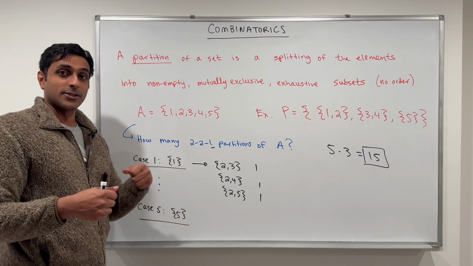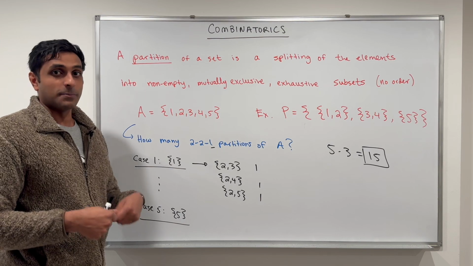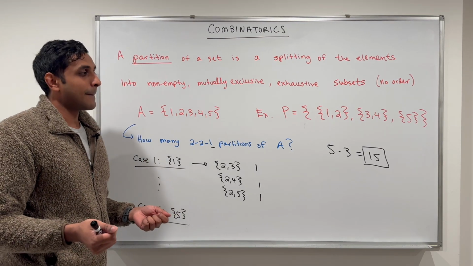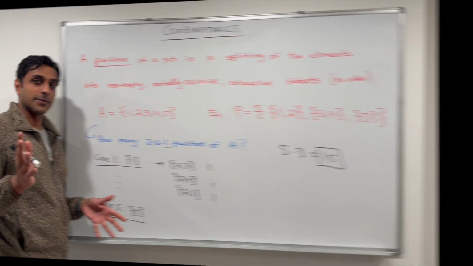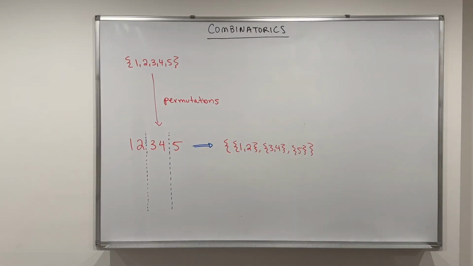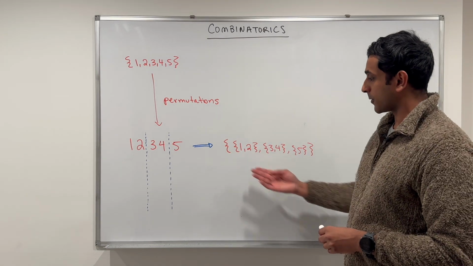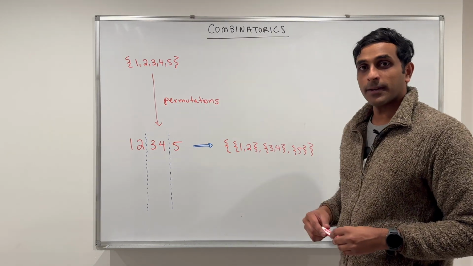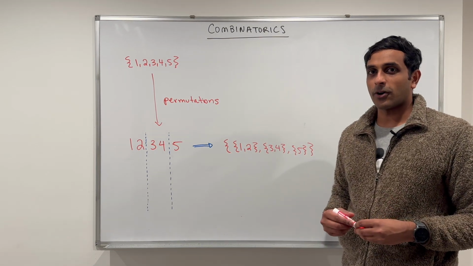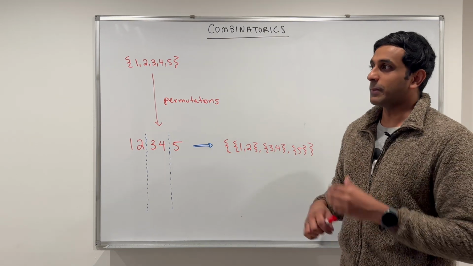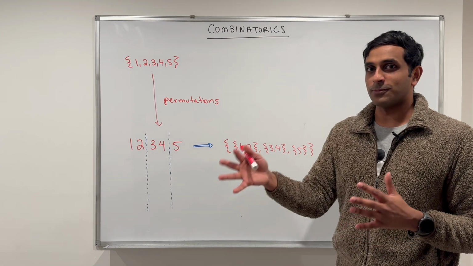But there's a strategy that we can use which makes use of permutations, which actually generalizes a lot better to much bigger numbers. So we want to count how many 2-2-1 partitions there are, like this one, of this set. The thing is, though, that we're much better at counting permutations than we are at counting partitions. But maybe we can leverage one to do the other.